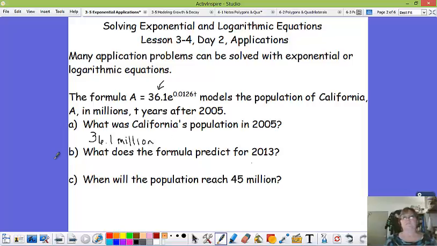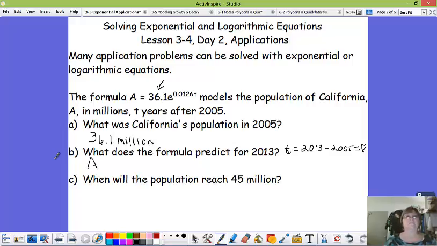What does the formula predict for this year, 2013? Well, if you think about that, how many years have gone by? The amount of time would be equal to where we are now minus when they started counting, which was 2005, and folks, that's 8 years. So let's take a look at this formula evaluated at a t of 8.